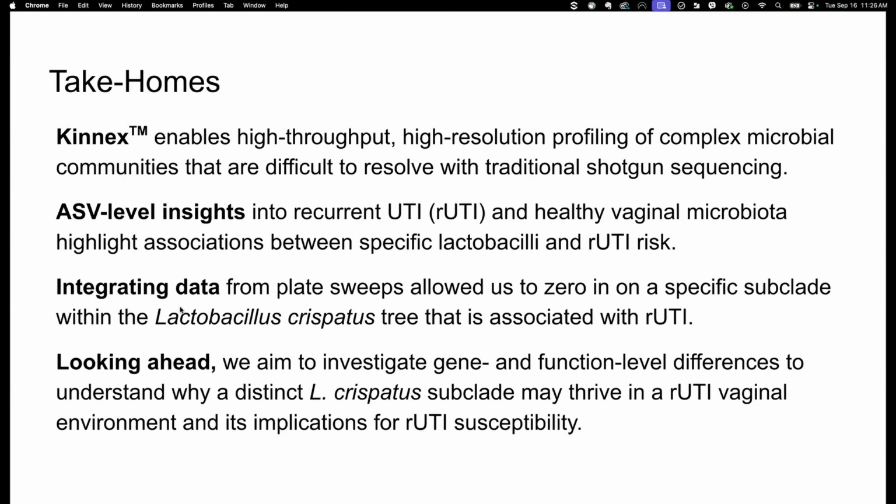A quick shout out again to integrating data. I think both the data from the Kinnex were fantastic, and then bringing in this plate sweep data together was powerful. There are some blind spots, but together they really helped us to zero in on the specific subclade that we're very much looking forward to diving into further, so that we can begin to unpack what is going on at the gene and functional level. That can hopefully help us understand why in the world this specific type of crispatus is thriving in this rUTI vaginal ecology, and potentially point us in directions for what might be driving rUTI susceptibility.